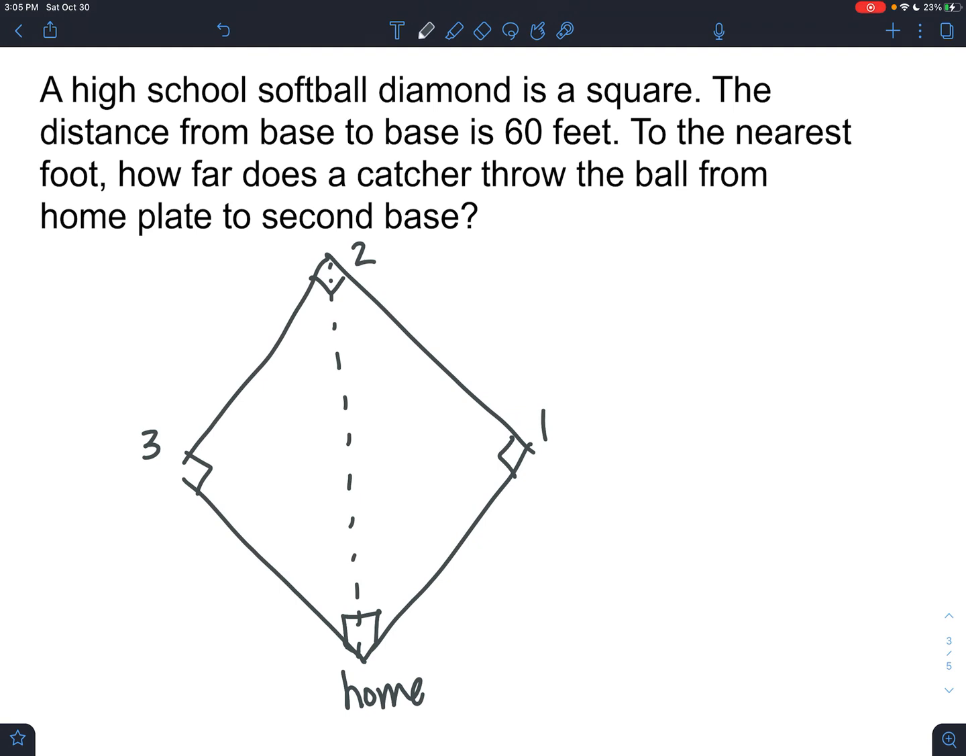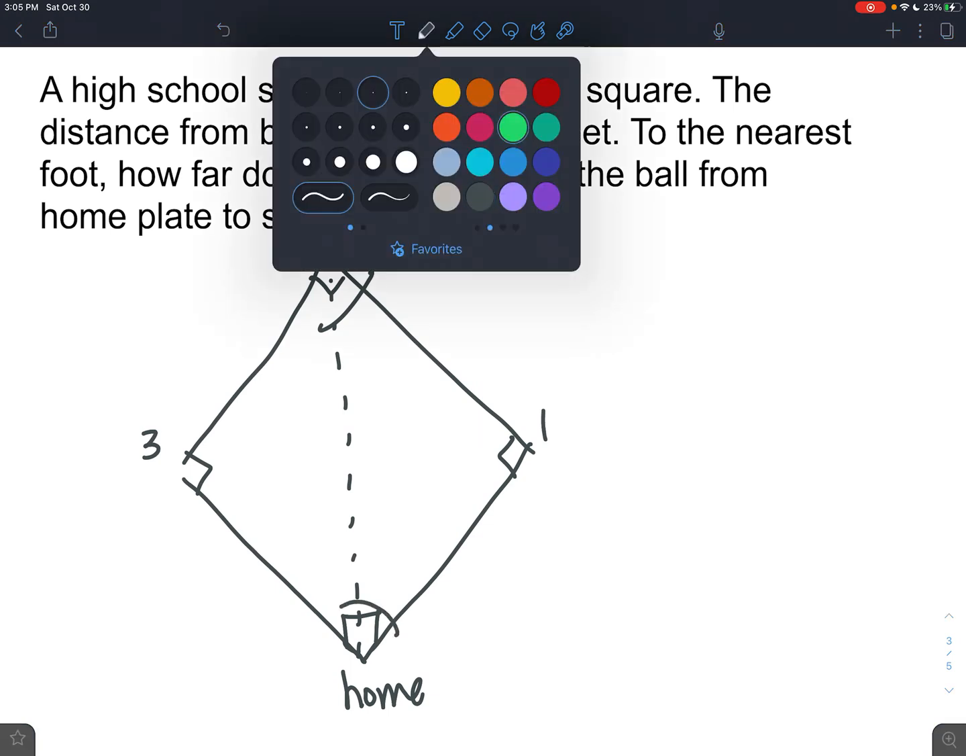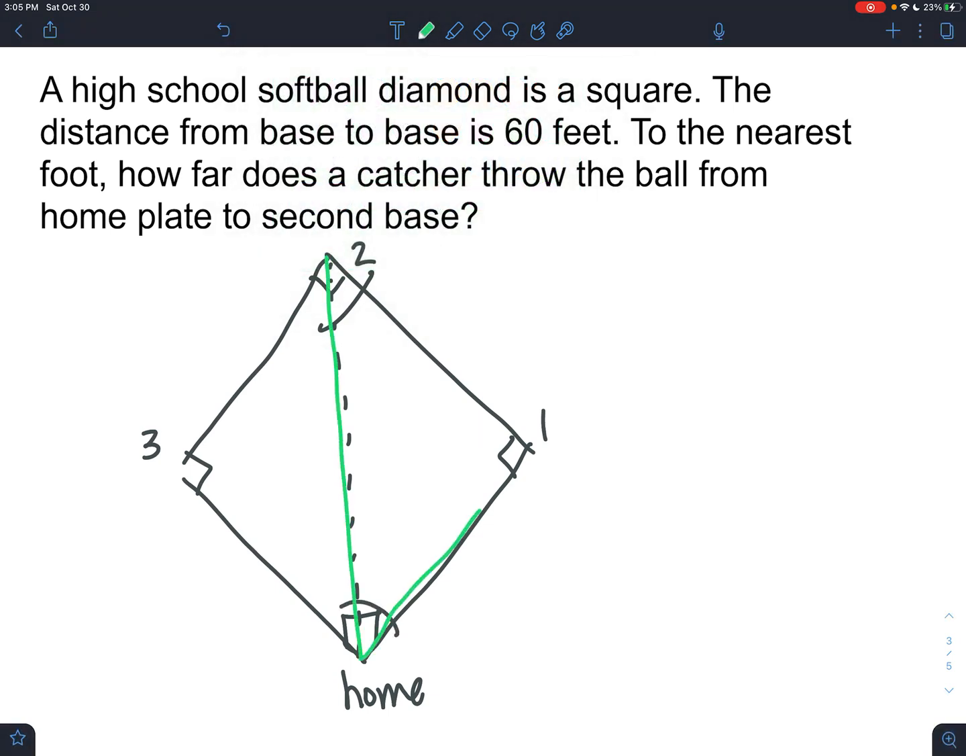All right. Now I would pause the video right now and see if you can do the rest of the problem. All right. So here's how you do it. This will be our triangle. And it tells us that the spaces between the bases are 60 feet. And it wants to know this one.